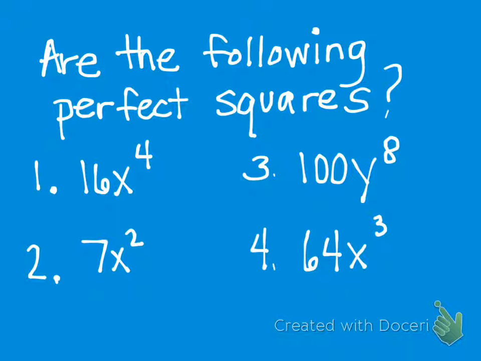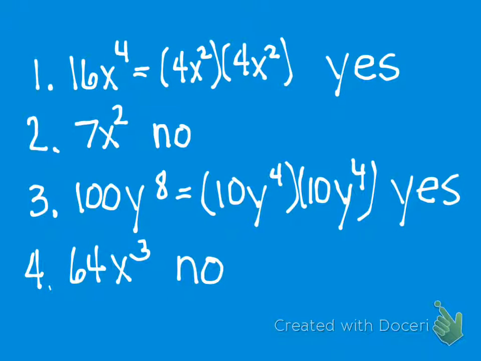Now I want you to look at these examples. Decide whether or not they're perfect squares and write down your answers. The first one, 16x to the 4th, is a perfect square because 4x squared times 4x squared equals 16x to the 4th. In the second example, it's not a perfect square. X squared is, but there's no number times itself that equals 7. In number 3, 10y to the 8th is a perfect square because 10y to the 4th times 10y to the 4th would give you that product.